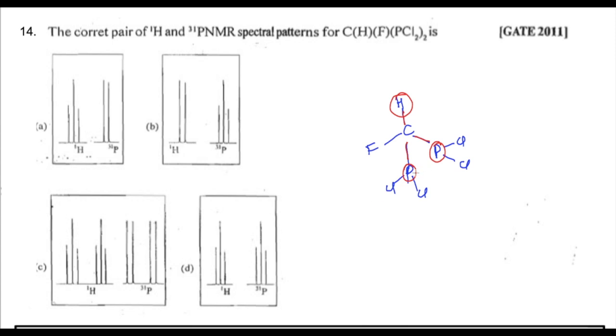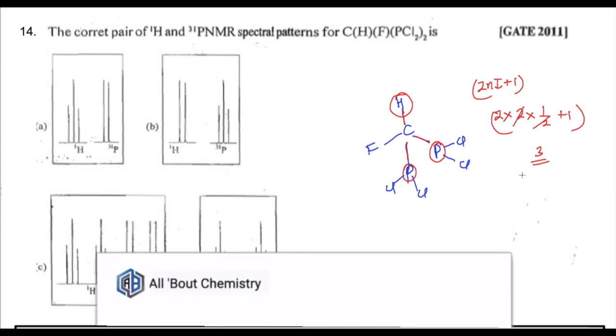So the proton signal is going to get split by this phosphorus, using the formula 2nI plus 1. There are two phosphorus, and phosphorus is going to split that proton. So with 2 phosphorus, the I value of phosphorus is half, so 2 into 2 into half plus 1, and if you solve this, you will get 3. So you are going to get a triplet in the case of your proton, right?